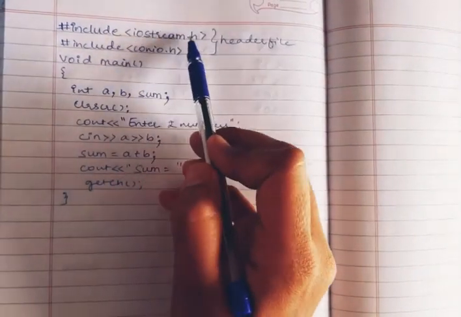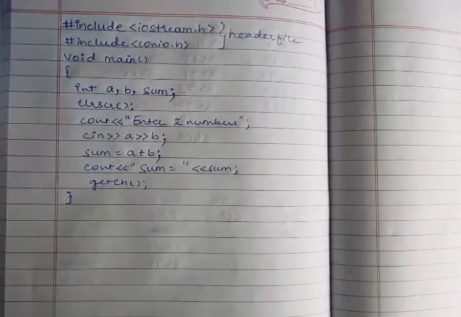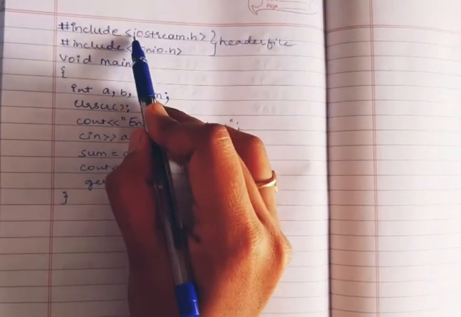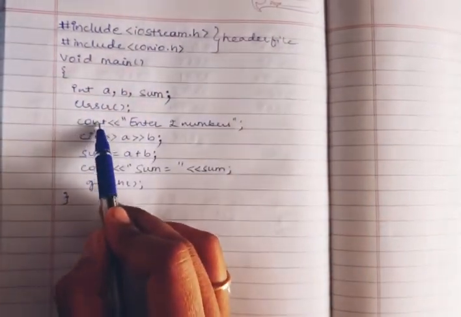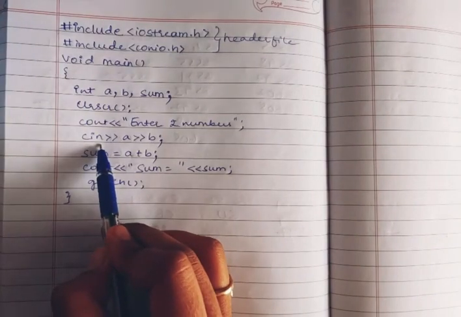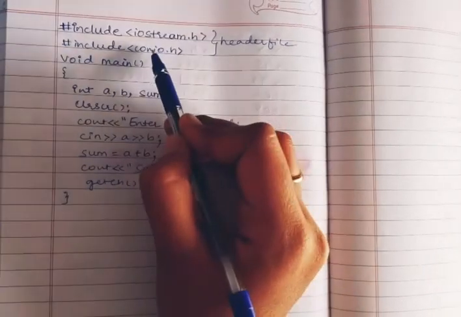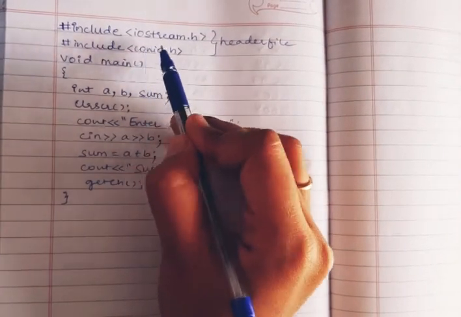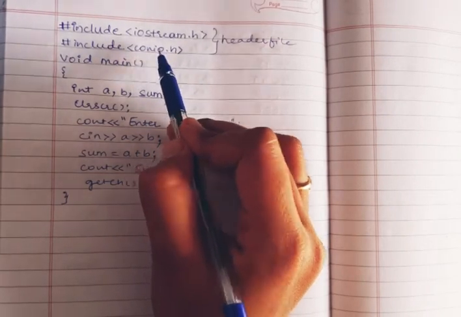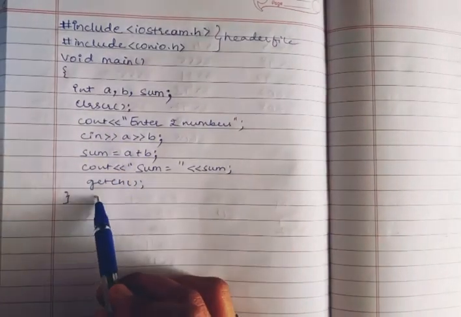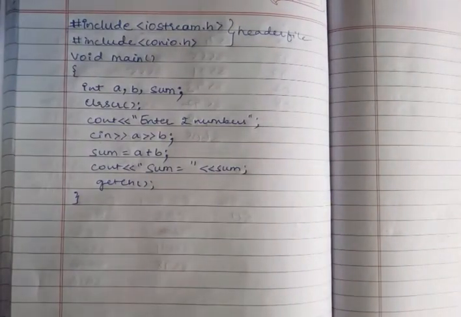This iostream.h and conio.h will be commonly used in all C++ programs. Because this iostream.h, input output stream, header file includes the meaning of the cout and cin statements. Then what about this conio.h? Console input output. It includes the meaning of the clear screen function and the getch function.